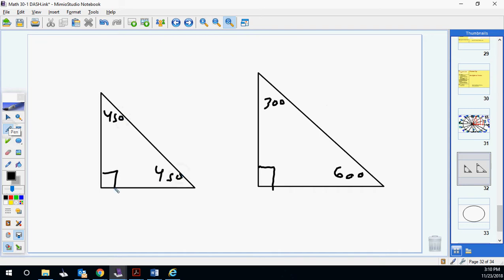We're right to solving. I didn't tell you the pattern, but it's okay. You knew that 45s are the same. 45s have the pattern x, x, x root 2 for a special triangle. We knew the hypotenuse, so we solved for x.